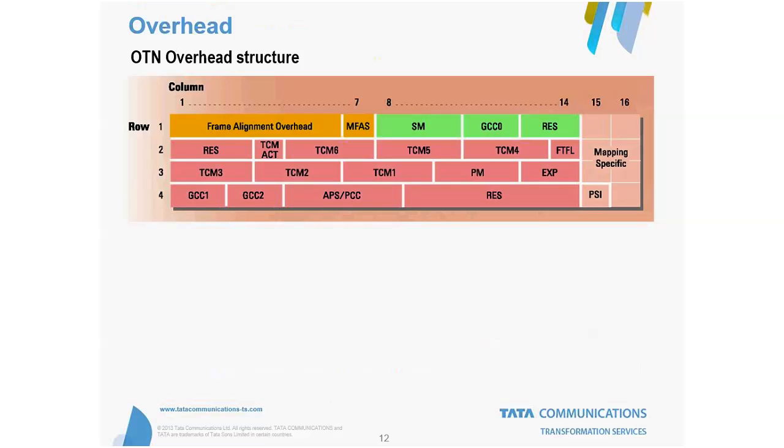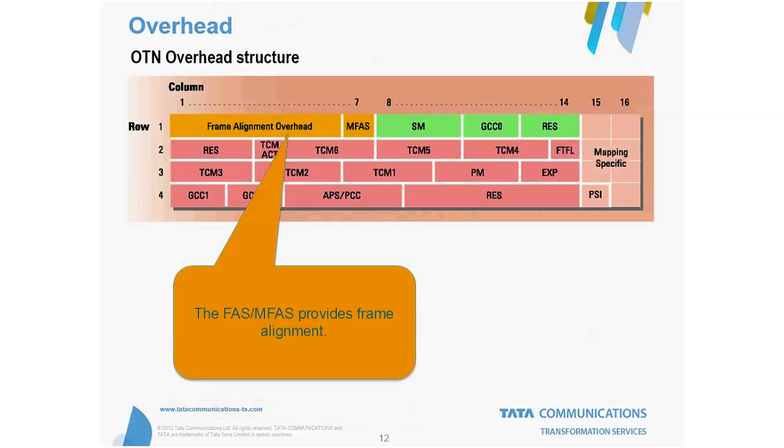This is the entire OTN overhead structure. First is the area of FAO, that is frame alignment overhead, and MFAS, which is multi-frame alignment sequence, and the green area there.